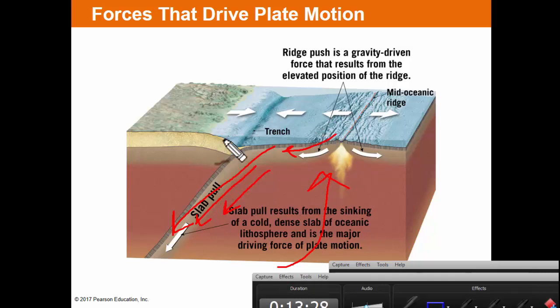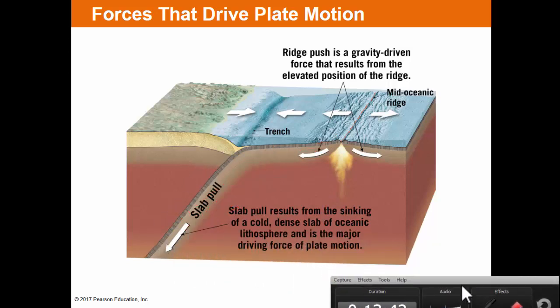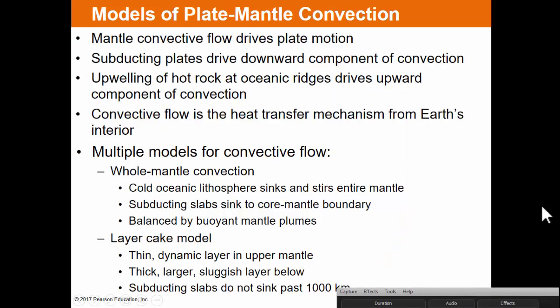And that is your convection cell. That is essentially your convection cell. Ridge push is a gravity-driven force that pushes that slab down, and then slab pull is a gravity-driven force that pulls that slab down into the asthenosphere. Then the question becomes, how deep does that convection cell go?